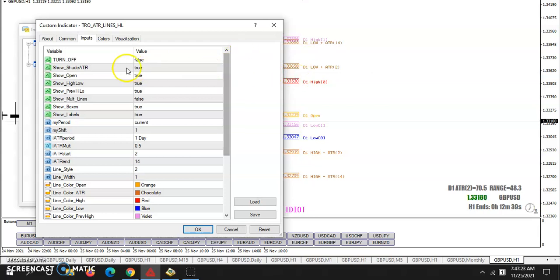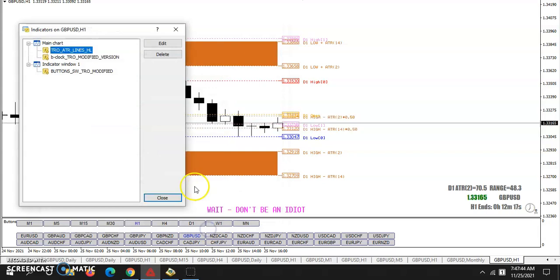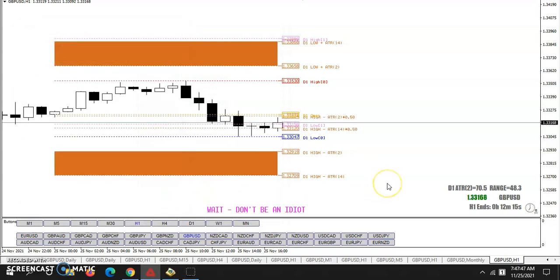You can do that. Now, the other thing it will also do is, remember we had those multiplier lines? If you set this input, show mult lines, to true, it will then use your ATR multiplier and also plot those lines. And so you can see here, this is the ATR high minus half the ATR 2 and the high minus half the ATR 14. You can see it's within that area.